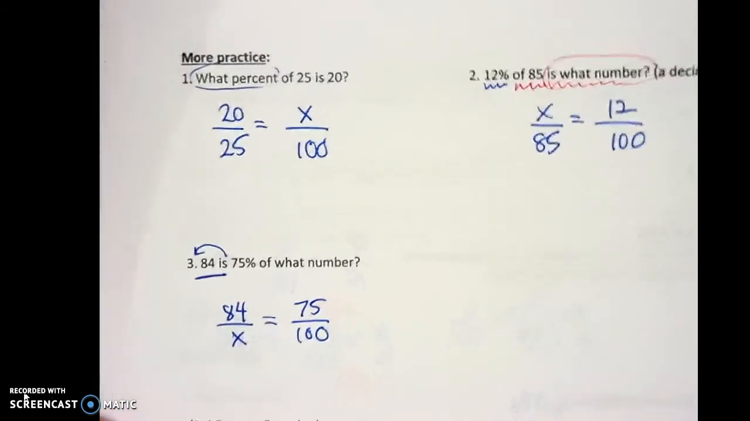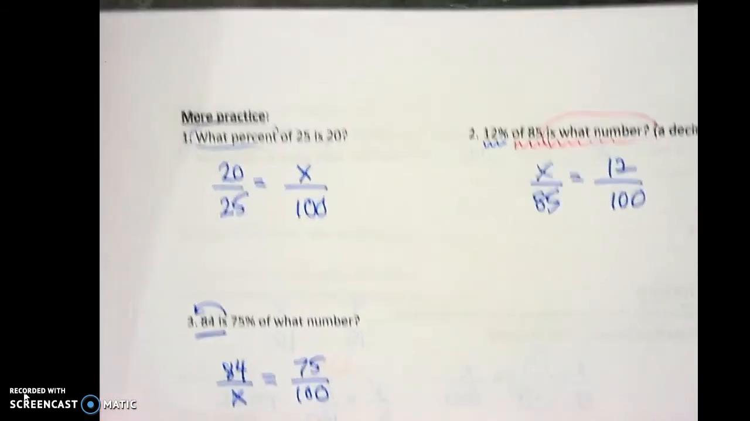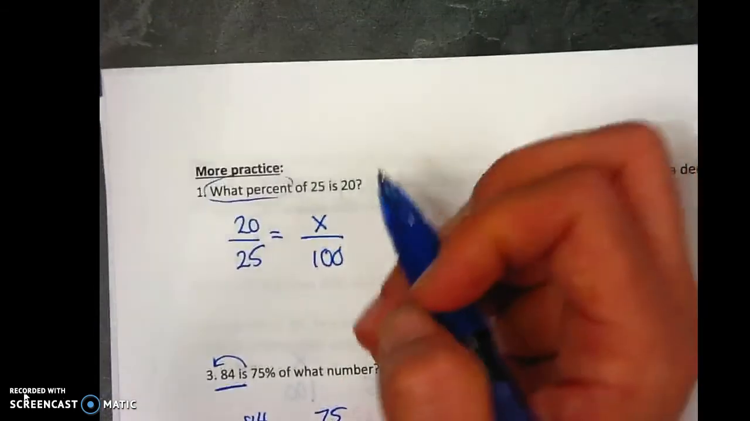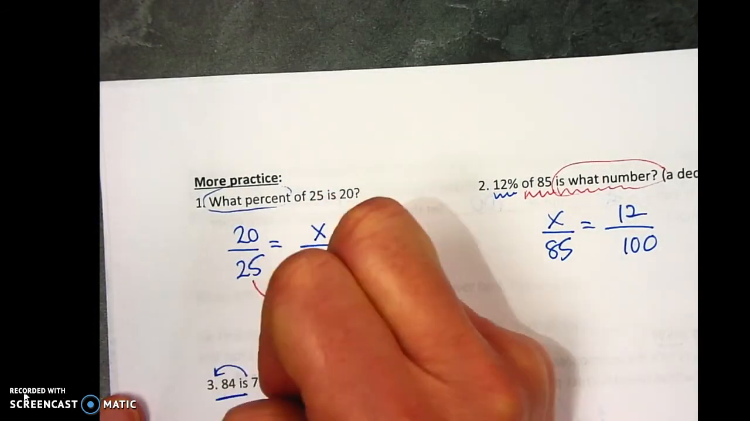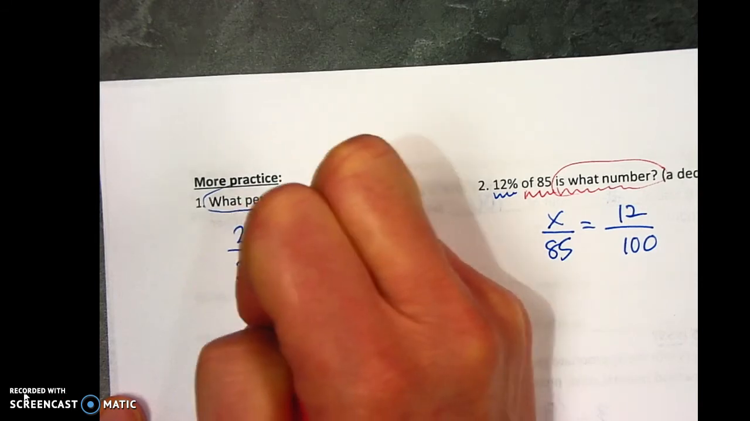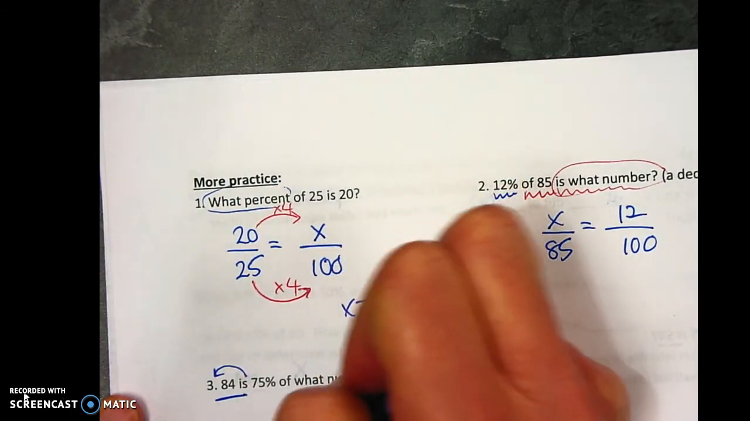Alright, now I would like you, if you think you can, to pause the video and try to solve number 1 and number 3 on your own. Number 2 we will do in class. But number 1 and 3, try it on your own if you think you can. Otherwise, you can just follow along and see how I do it. I see that I can do number 1 mentally. How do I get from 25 to 100? Multiply by 4. That one works nicely. So x is 80.